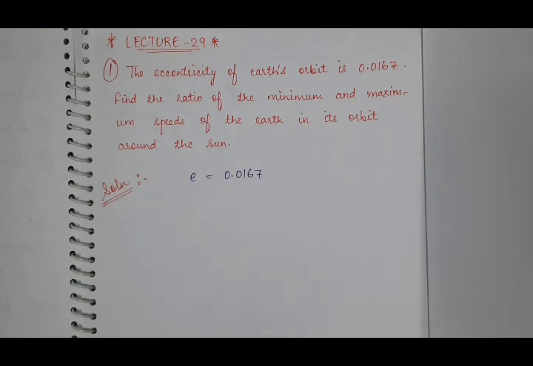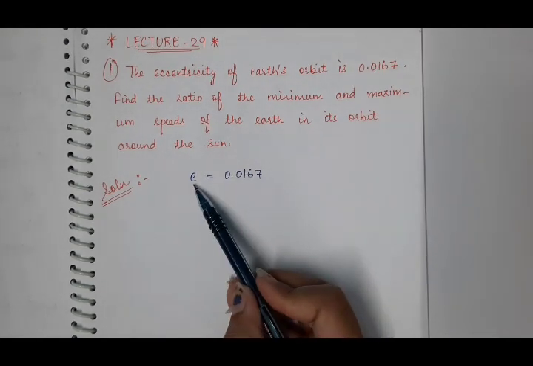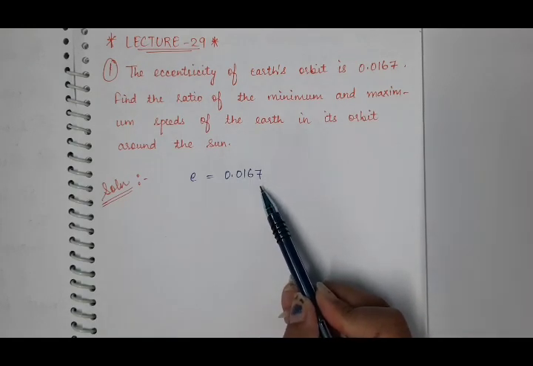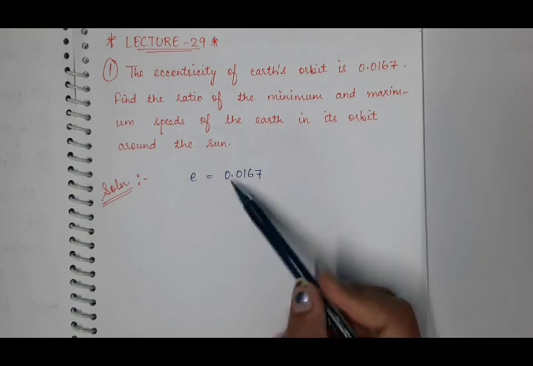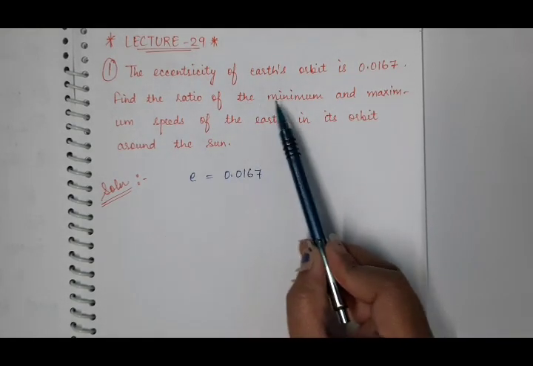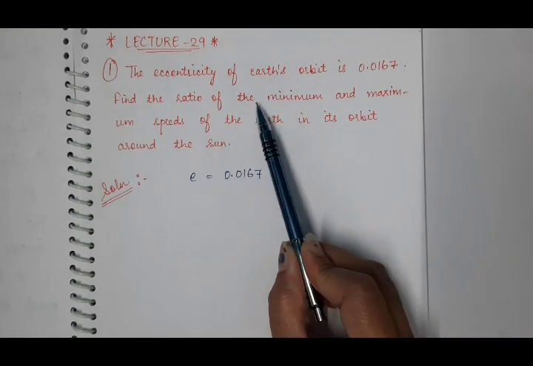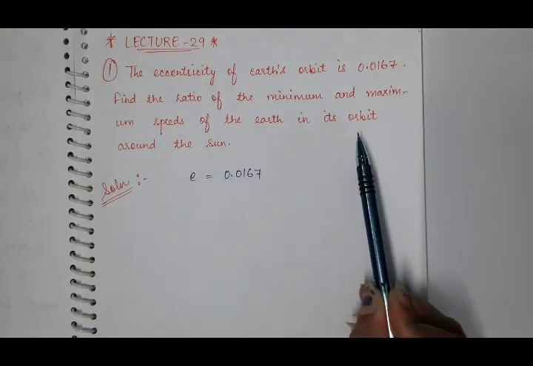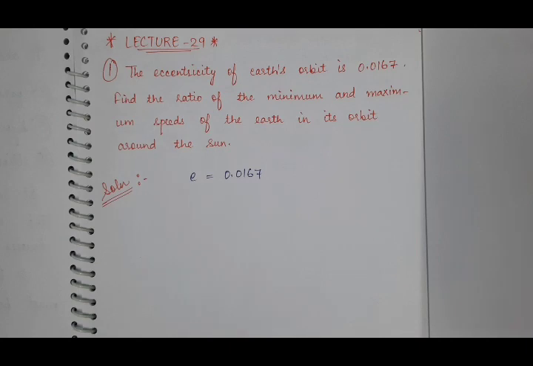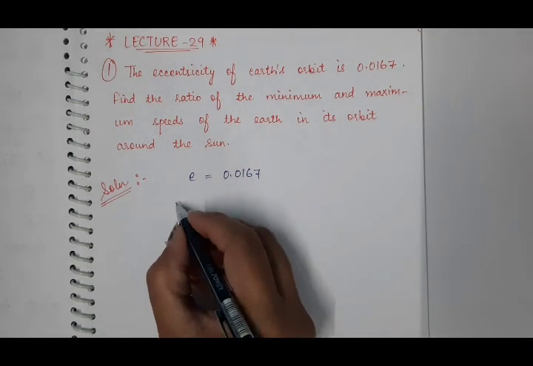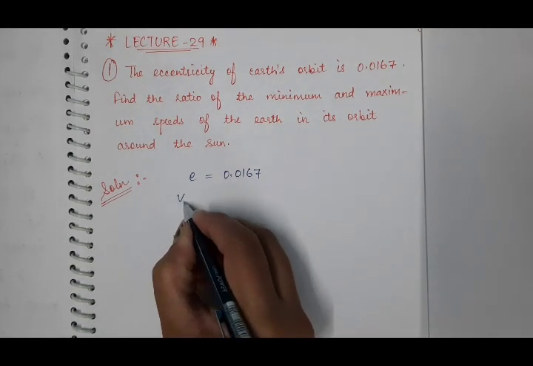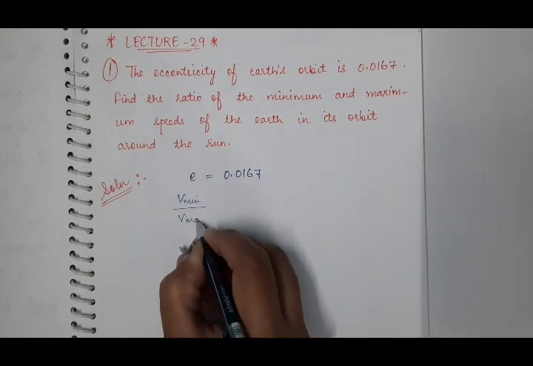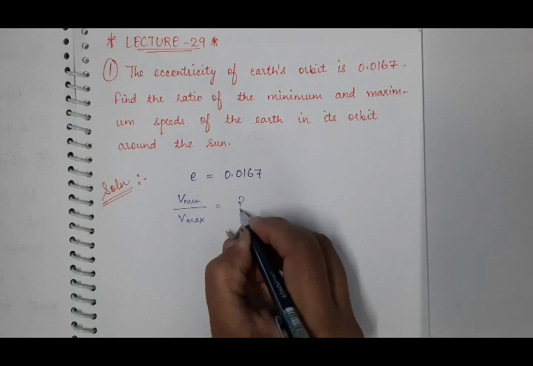The eccentricity of Earth's orbit is given, that is 0.0167, and what we have to find is the ratio of the minimum and maximum speeds of the Earth in its orbit around the sun. Means we have to calculate the ratio of V minimum to V maximum.